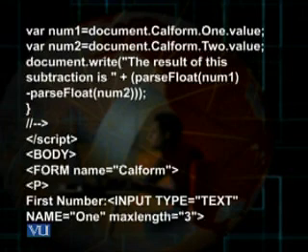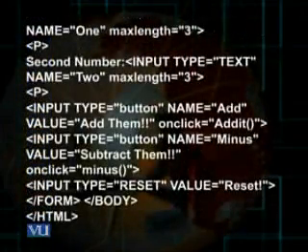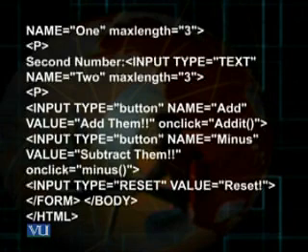And underneath you can see, after I close the script tag, there is the body tag, then there is the form tag, name callform, and then I create my text boxes. First number: input type text, name 1, max length 3. Then to create the second text box, second number: input type text, name here is 2, max length 3.